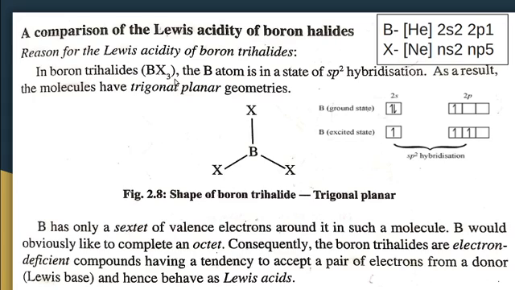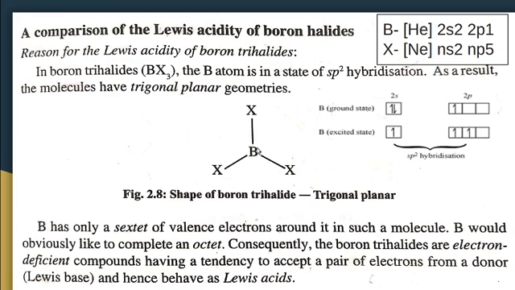In boron trihalides, the boron atom is in a state of sp2 hybridization. As a result, the molecules have trigonal planar geometries. So boron in the ground state has a 2s2 2p1 configuration, but in the excited state one electron from the s orbital gets excited to the p orbital. So the configuration will change to 2s1 2p2. So this s orbital and 2 p orbitals will hybridize together, forming 3 sp2 hybridized orbitals.